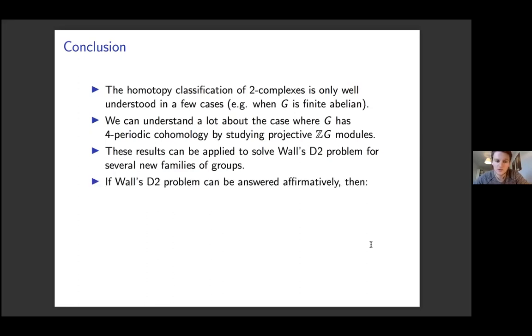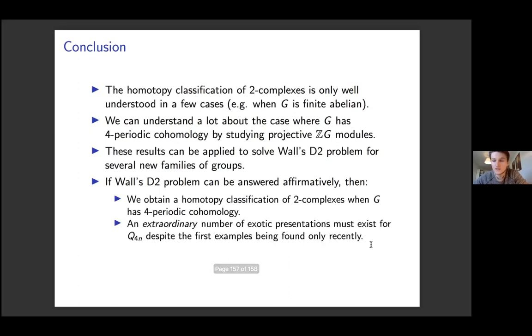And lastly, the final thing was that if Wall's D2 problem can be answered affirmatively, then you have the following consequences, which you might try to prove are not true in order to get a counterexample. So one is that you obtain a reasonably complete homotopy classification of 2-complexes when G has 4-periodic cohomology. The second thing is that an extraordinarily large number of exotic presentations must exist for groups such as the quaternions. And this is despite the first examples only being found very recently. And in particular, these were some of the proposed counterexamples before, and people had tried to find these presentations before.